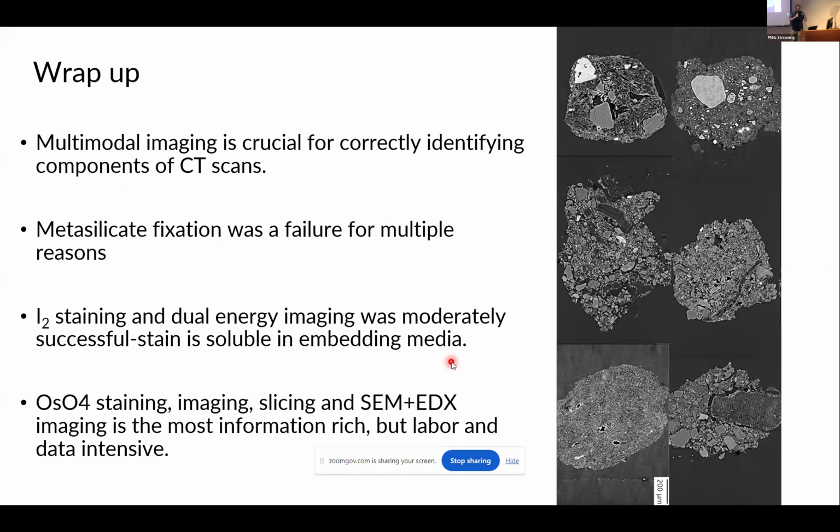So to wrap this talk up, multimodal imaging is crucial for correctly identifying components in CT scans. I think it is the future. In our work, metasilicate fixation was a failure, but other types of fixation worked really well. If you would like to ask me any questions about fixing samples, I'm happy to share my experience. And so I'm really excited to keep this going forward with both iodine and osmium staining. I think they fill different roles potentially. And then I'm excited to turn this loose.